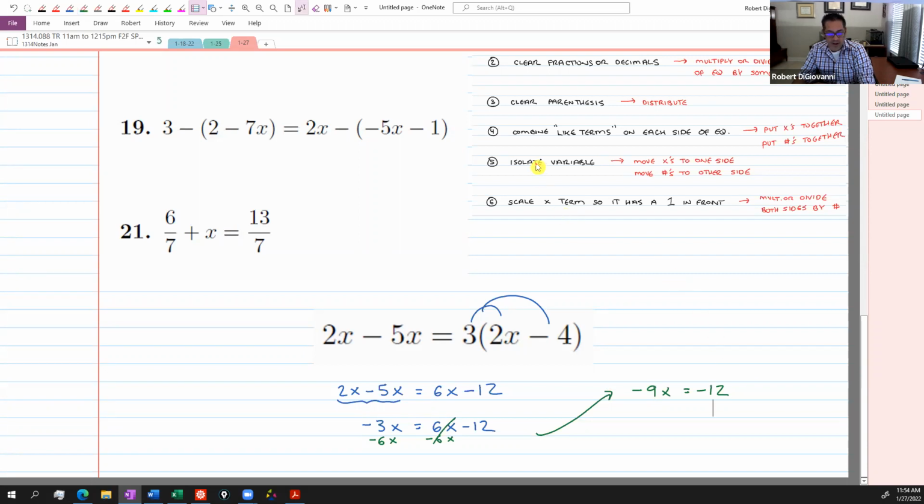So I've isolated the variable. Now I need to scale it to get a 1. So I divide both sides by negative 9. And that gives me x equals, and here is what I was talking about earlier, negative divided by negative is positive. So this is 12 over 9. But 3 goes into both of these. 3 goes into this 4 times, 3 goes into the 3 times, and you get 4/3. Are there any questions on that one?